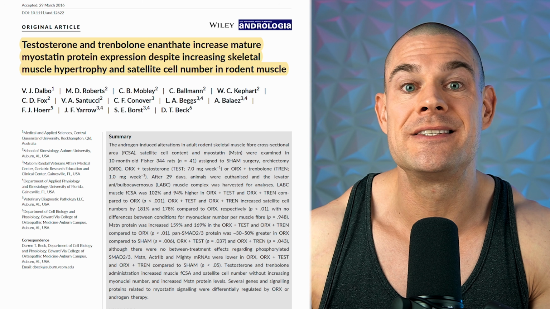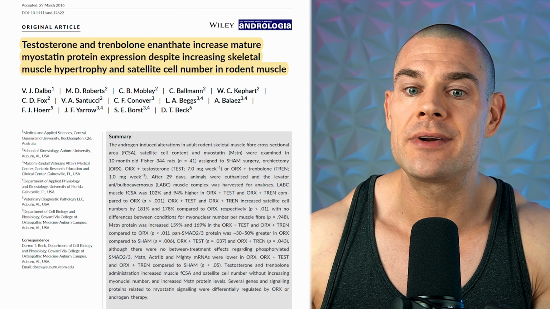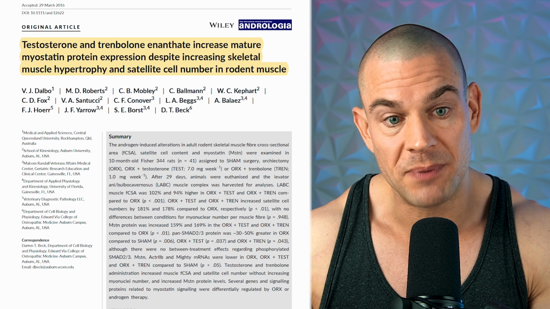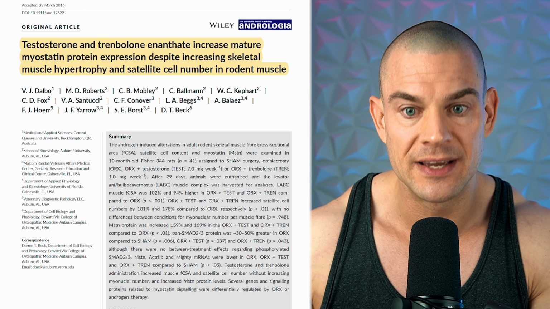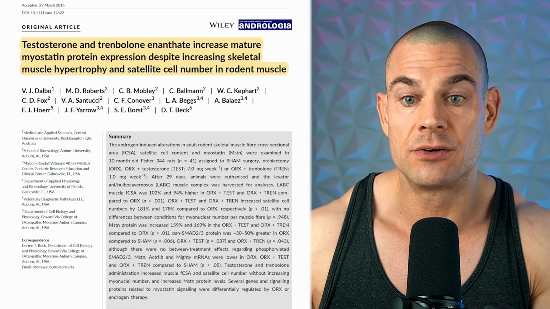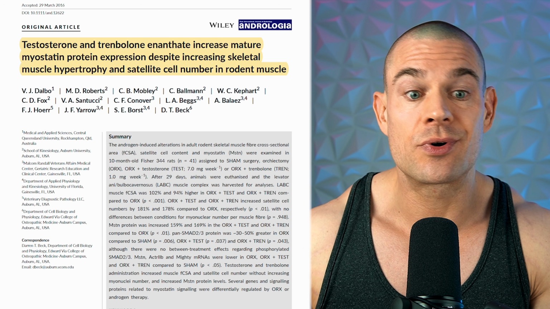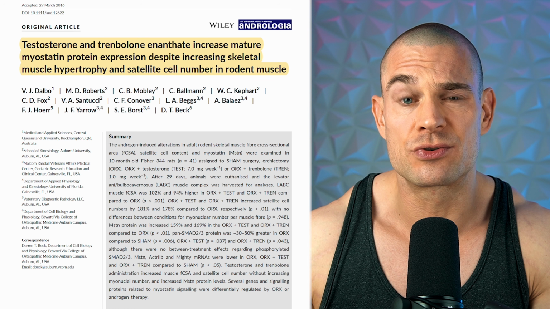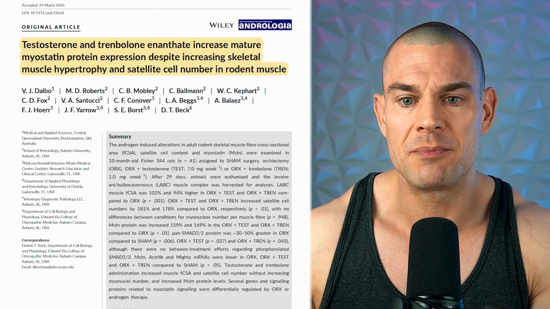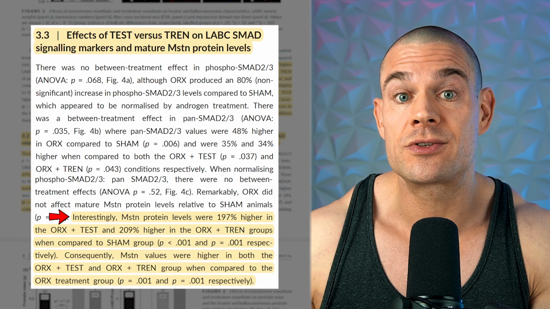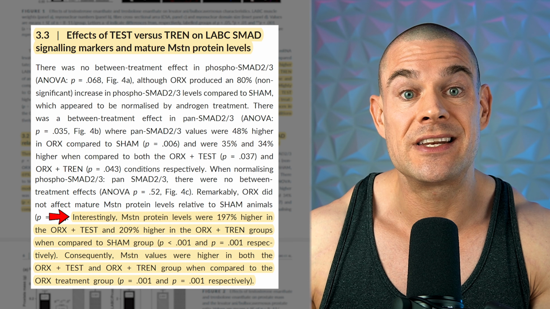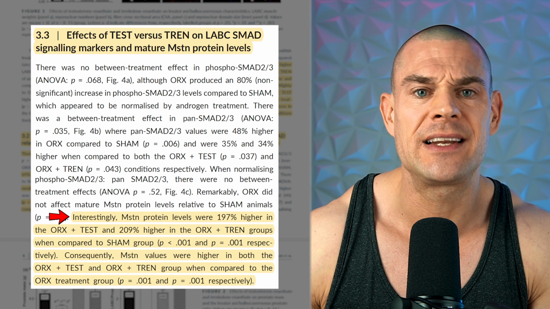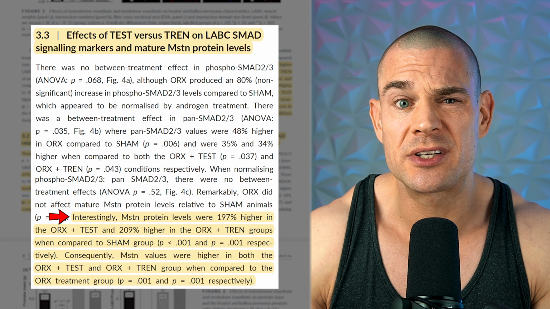Published in April 2017, titled Testosterone and Trenbolone Enanthate Increase Mature Myostatin Protein Expression Despite Increasing Skeletal Muscle Hypertrophy and Satellite Cell Numbers in Rodent Muscle. In this rodent model, they used Fisher 344 rats, which had their testicles removed. That's orchiectomized. Those who were treated with testosterone or trenbolone afterwards saw a significant 200% increase in myostatin levels in their remaining reproductive organs.